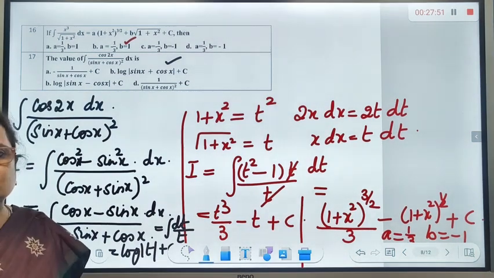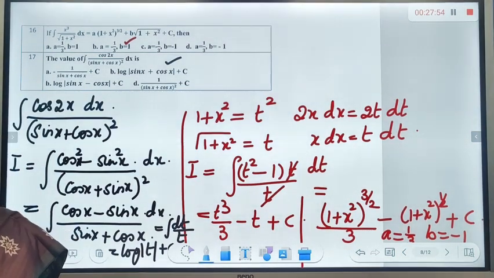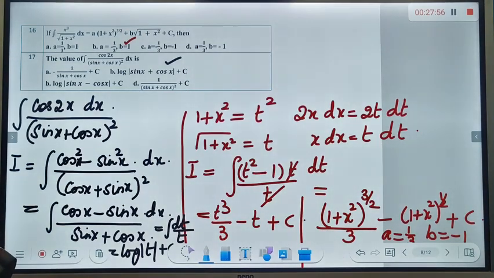In fact, this is a question right straight from your textbook, the NCERT textbook. So please be thorough with the NCERT textbook.